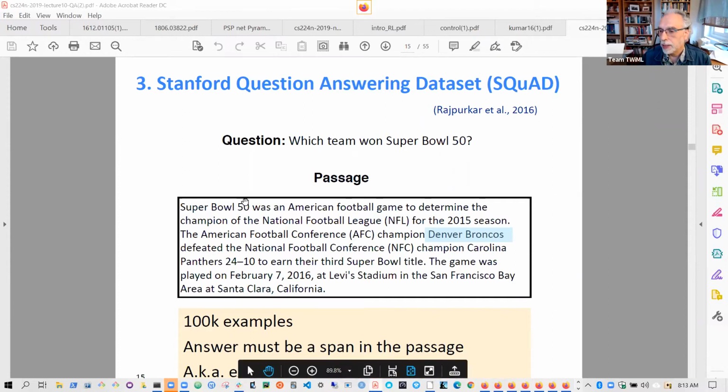The idea is that the questions are limited to those questions which have an answer that is a span in the passage. So there's not necessarily any semantic reasoning involved. You're just looking for something that answers the question.